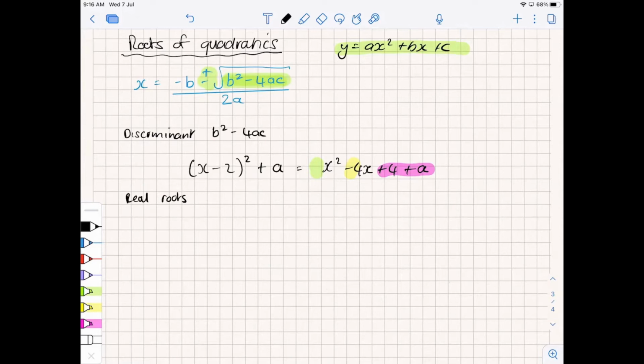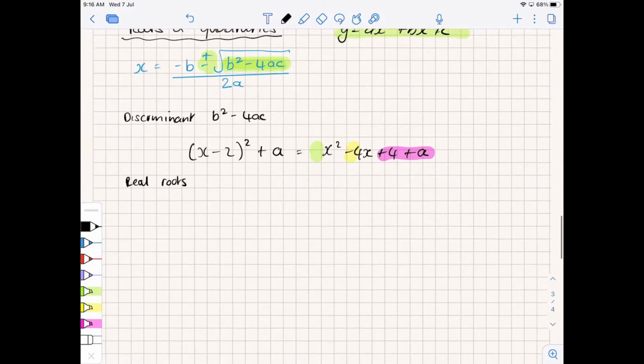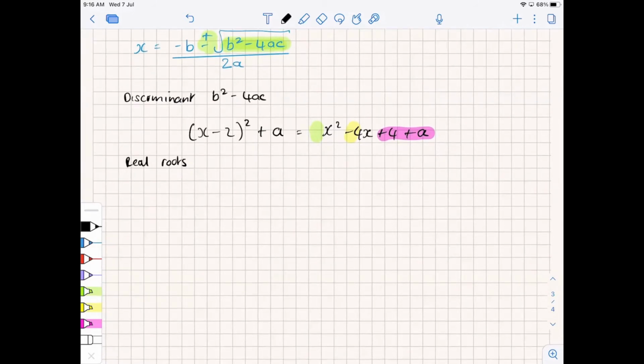And if we went back to the graph where we were moving it around, you could clearly see that that happened when b squared minus 4ac must be greater than 0. So we're going to do exactly that. For real roots, we're going to say this discriminant b squared minus 4ac must be greater than 0. So let us quickly make it greater than 0 and see what happens.